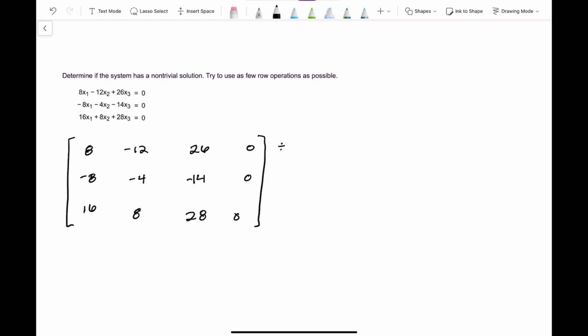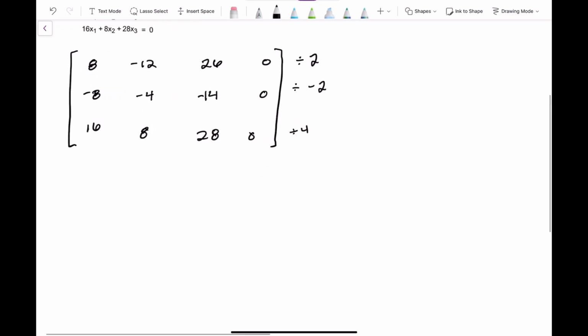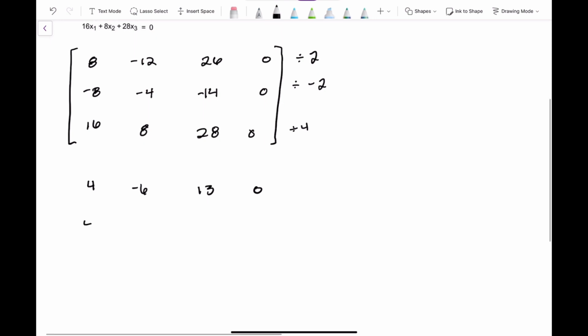Okay. Next thing I'm going to do is factor out a common factor from these rows just to make them a little more simple. I'm going to do 2 for the first one, negative 2 for the second one, just to get rid of the negative, and then 4. It says as few operations as possible. This is just going to clean things up a lot, so for me, I think it's necessary. Okay, so here I'm getting 4, negative 6, 13. I'm going to have 4, 2, and 7, the 0, and then 4, 2, and 7 with the 0.